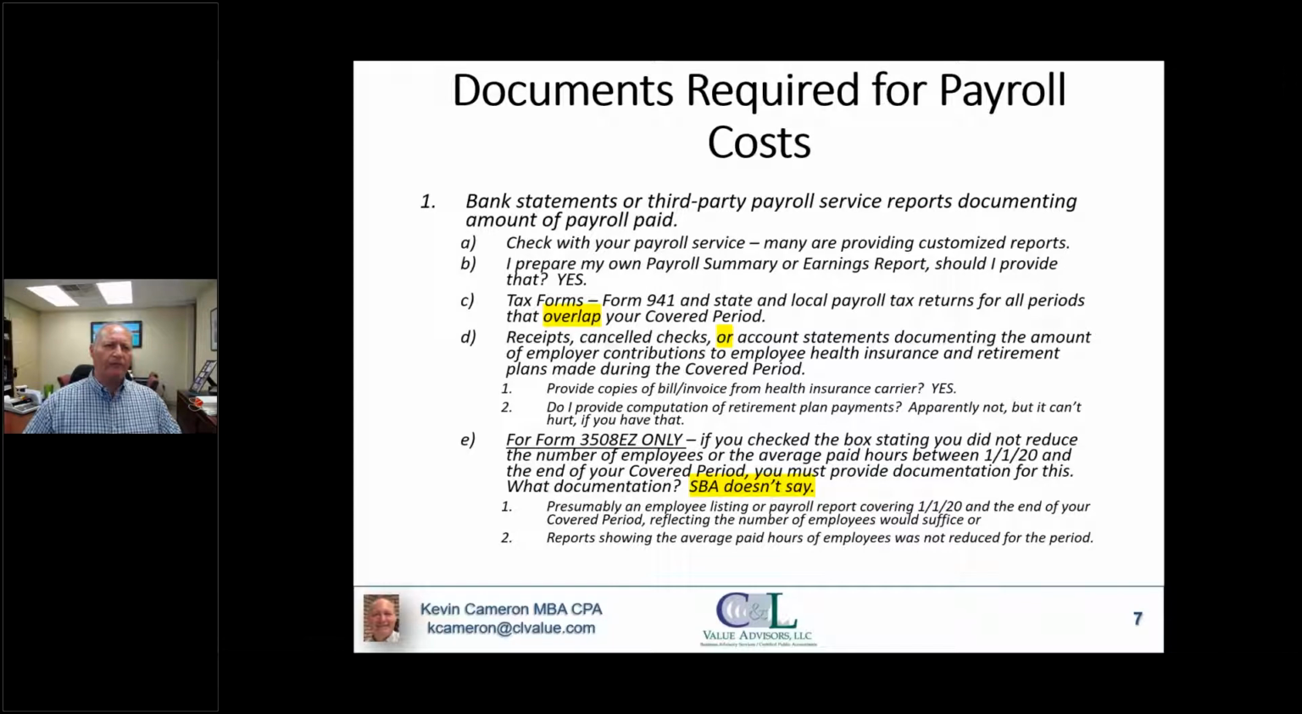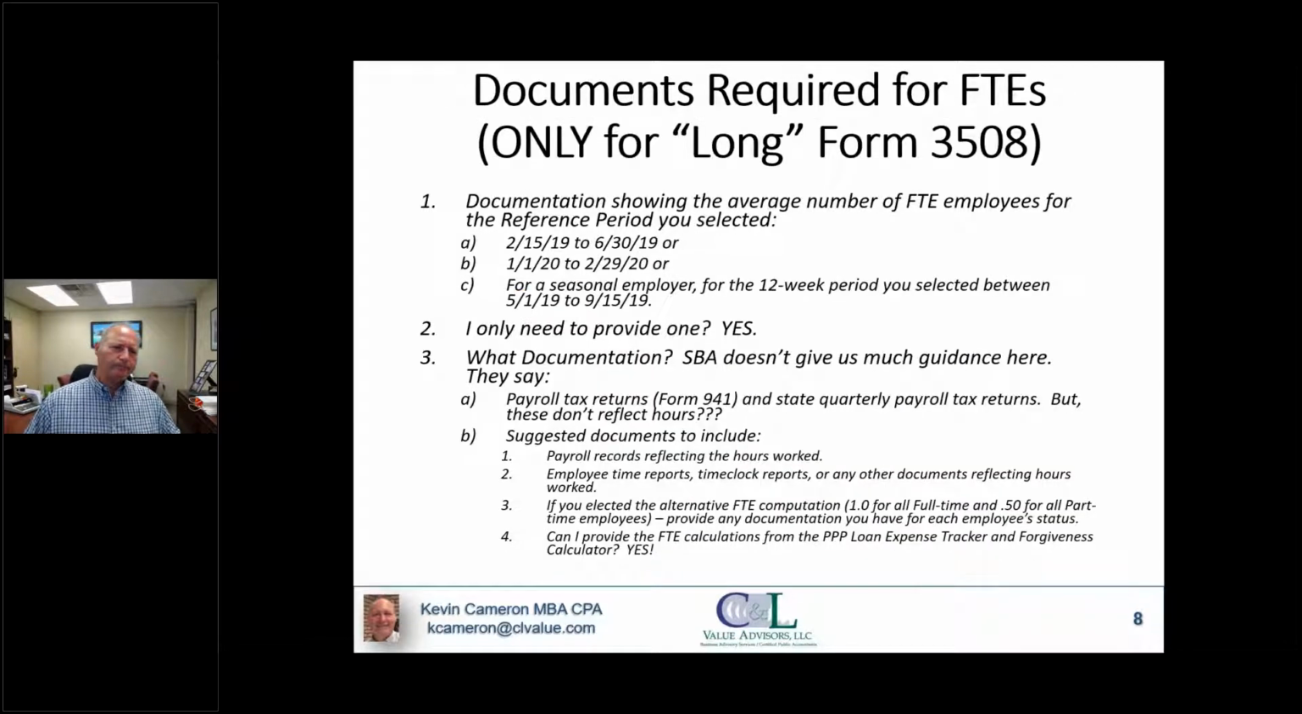If you have, like I used in my example earlier, 20 employees on January 1st and only 18 employees at the end of your covered period, and you have a reason why those 2 employees are no longer employed with you, you're probably gonna have to provide information for that as well. So it's gonna be interesting to see if we get further guidance on that.